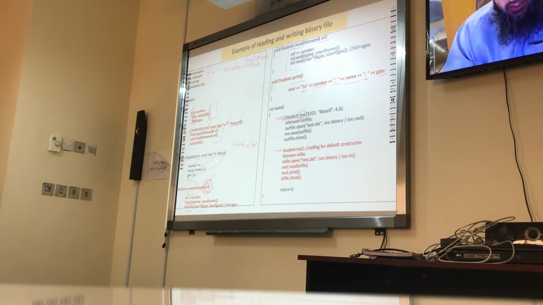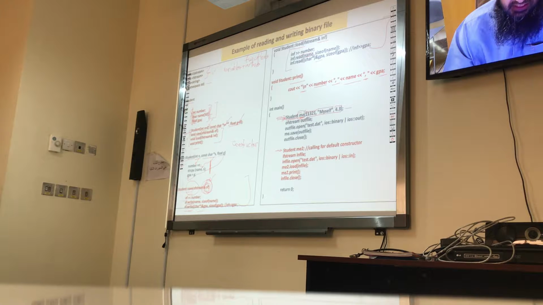Okay? Now, because I have defined how the file save will happen and how the file read will happen, I can use them in my code. So I say student me, and its values. When I call this line, which function gets called? Yes, the constructor gets called, and so this is copied into number, this is copied into name, and this is copied into GPA. Okay, because that's what the constructor does. It copies those values into the variables.